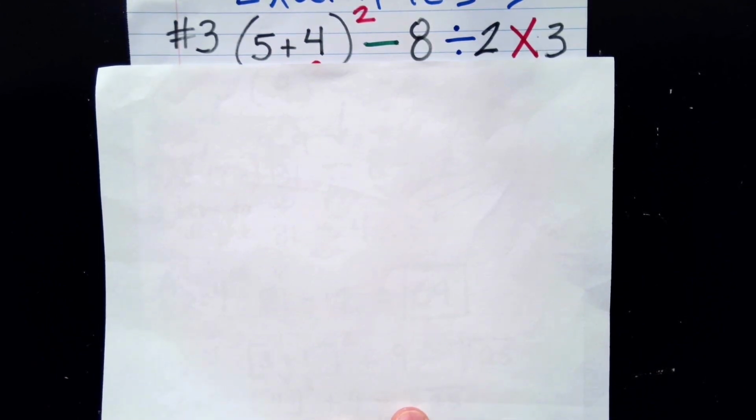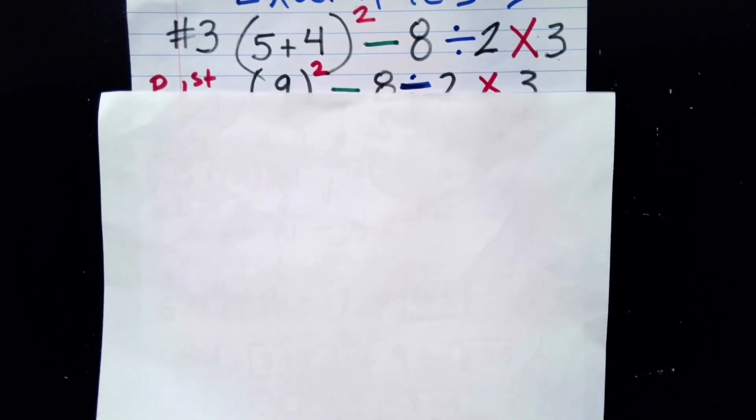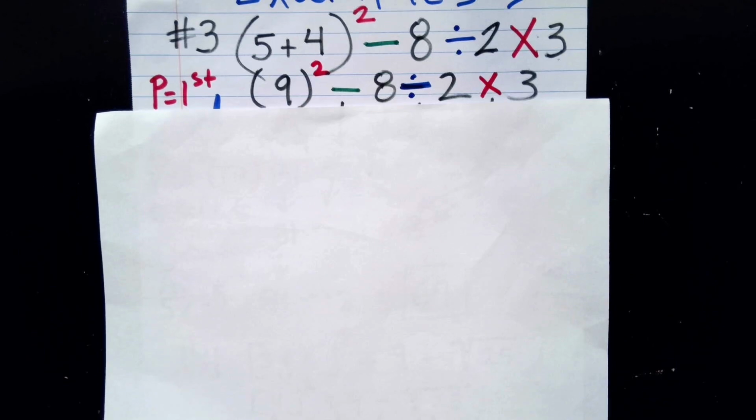So 5 plus 4, inside the parentheses. 5 plus 4 is 9. And everything else I just rewrite. The power of 2 minus 8 divided by 2 times 3. I just rewrite everything you see.